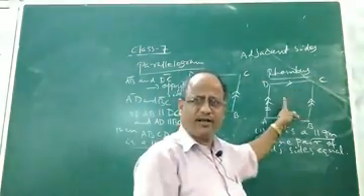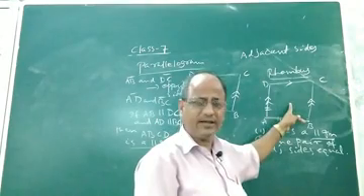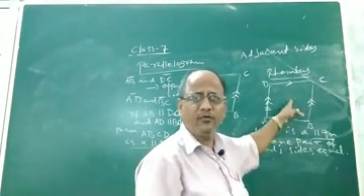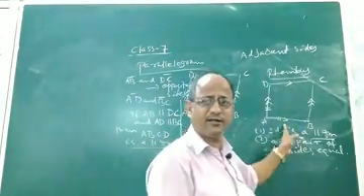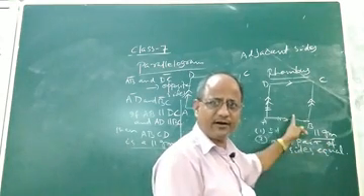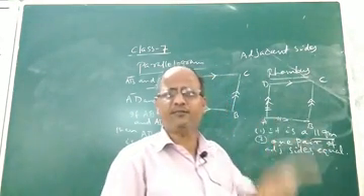It has 4 sides, it is closed by 4 sides. But under what condition will we say that a quadrilateral is a rhombus? There are 2 conditions. First condition, it must be a parallelogram. Second condition, any one pair of adjacent sides must be equal.